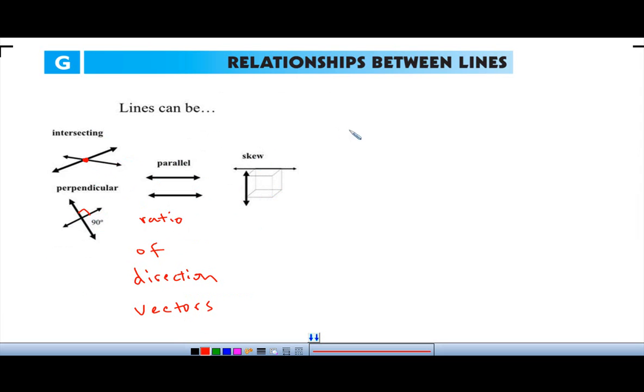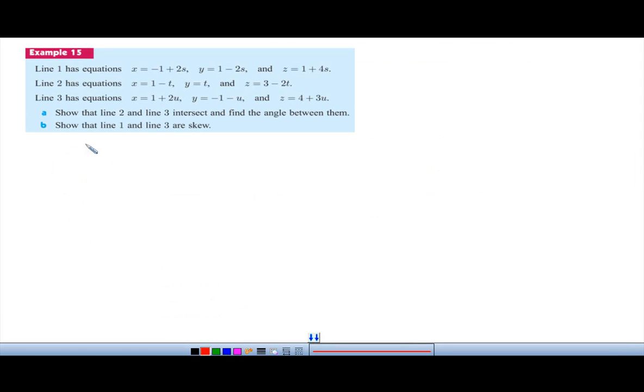There's another type of line. They call it coincident. Coincident, right, are just two lines that are exactly the same line. So if you have one line, right, and if the second line is exactly the same, right, then we say the lines are coincident. All right. All right, so let's take a look at this example here.